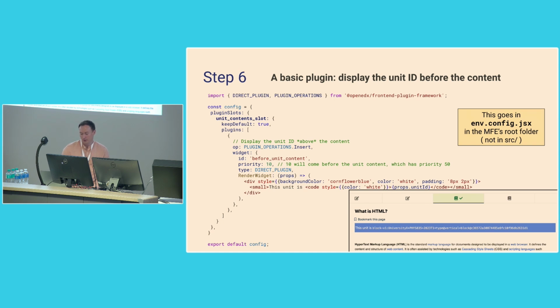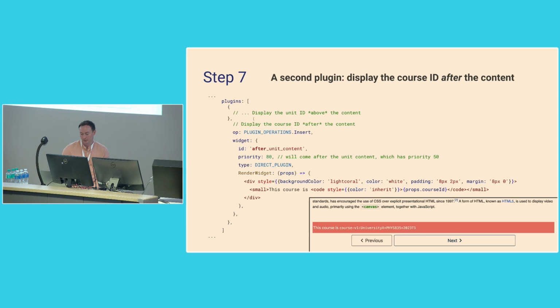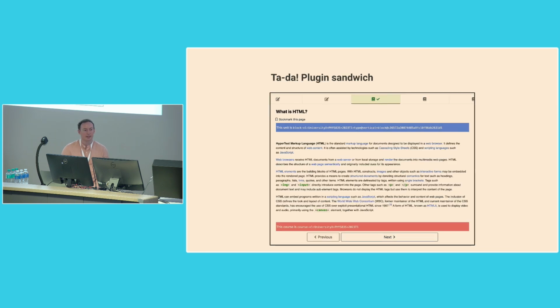And then for symmetry, the next step will be to insert a second plugin, which appears after the unit. So it's the same, you just give it a different ID, give it a priority 80, and it will appear below the units. And in this example, I put the course ID. So the end result will be this. You get the unit ID coming before the unit, and you get the course ID coming after the unit.